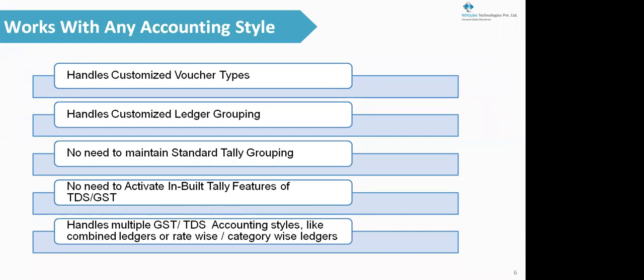For example, in case of TDS, you must have seen either TDS category-wise grouping of TDS payable ledgers, or even only one TDS payable ledger. In case of GST also, there can be a breakup of ledgers, like input and output kept separately, or even input and output bifurcated on the basis of rates, or there can be only three ledgers, CGST, SGST, and IGST. So all kinds of accounting styles are taken care of by the software.